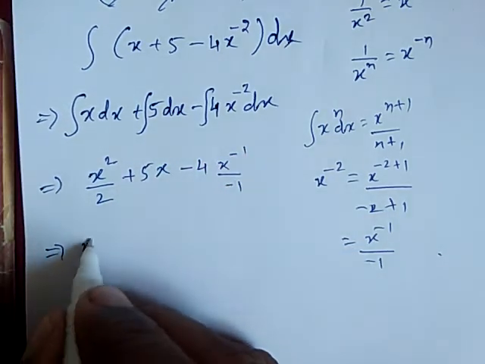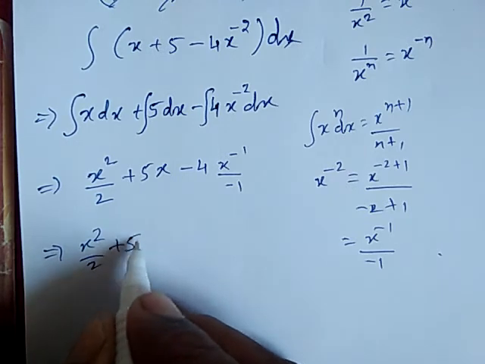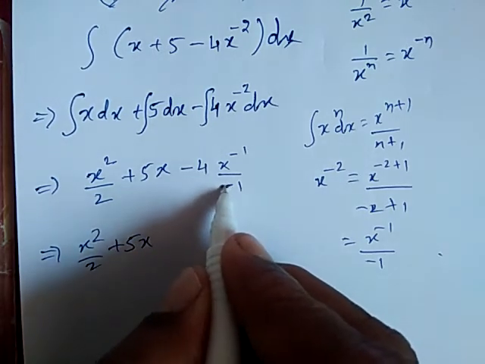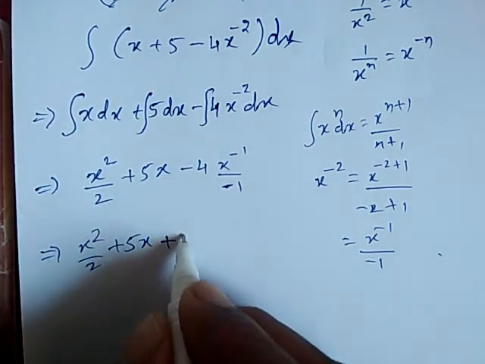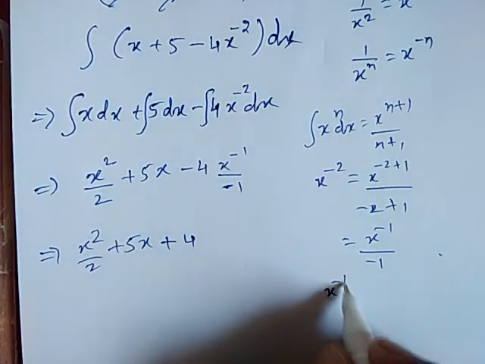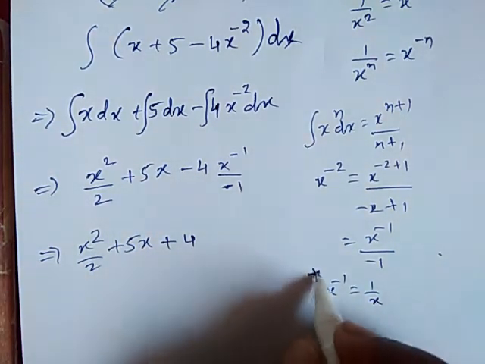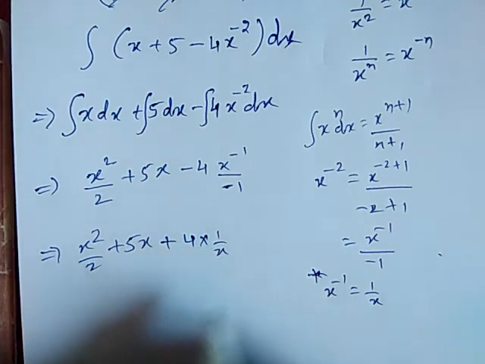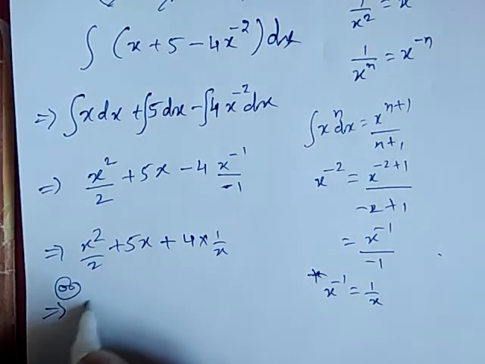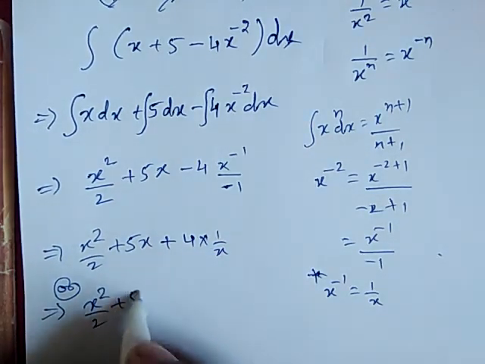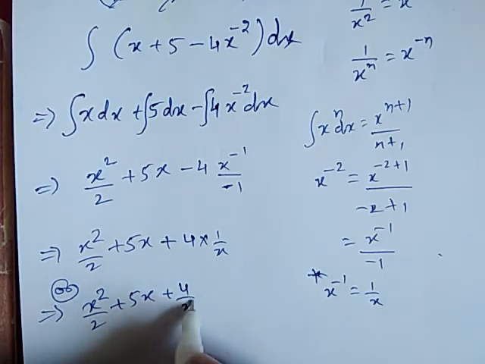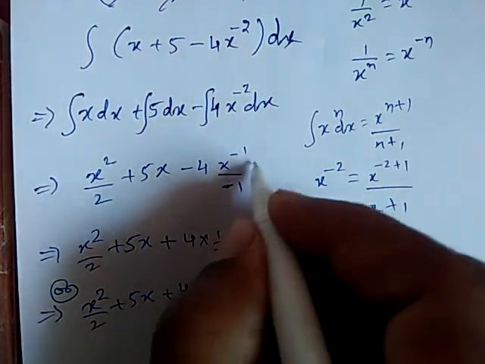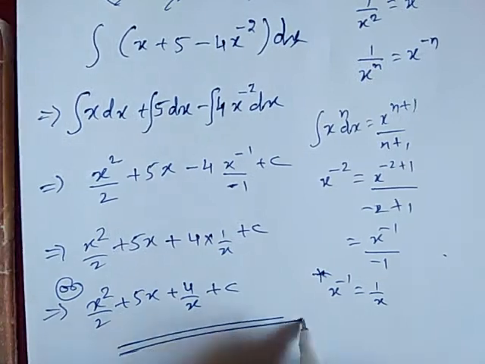So our answer will be x square by 2 plus 5x. Here it is minus, minus into minus, it will be plus 4. So x to the power of minus 1 can also be written as 1 by x. So you can write x square by 2 plus 5x plus 4 by x plus some integration constant. So this will be the answer.